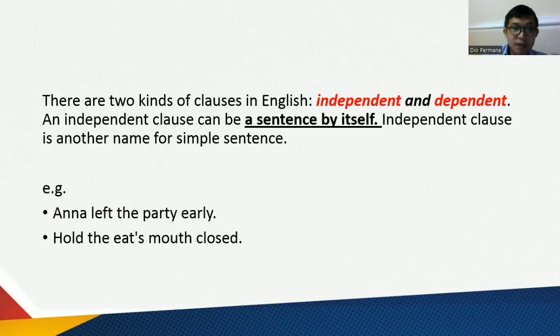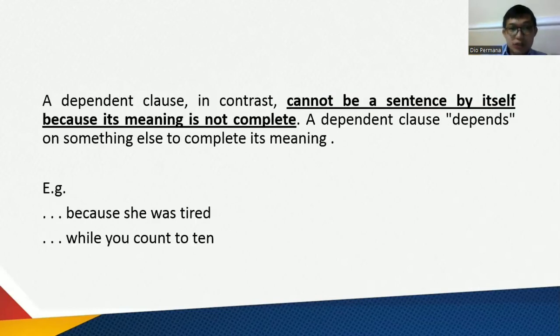For example, "Anna left the party early." This is an independent clause. "Hold it, mouth closed" is also an independent clause. It can stand by its own, dia bisa berdiri sendiri. Kalau kita baca kalimat ini udah langsung ngerti, langsung ngerti siapa pelakunya, siapa perbuatannya, itu yang namanya independent. But we can also see that in a sentence it could be a dependent clause.